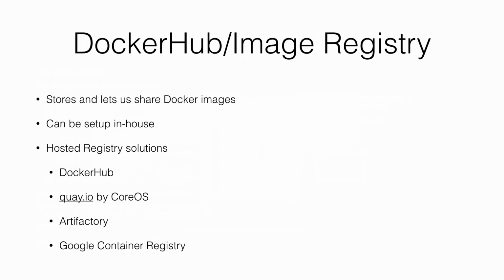A Docker registry is a place where we can store images and share the images from there. We can set up a Docker registry in-house as well. There are some third-party solutions also available for registry, like quay.io from CoreOS, Google Container Registry, Artifactory, and so on.